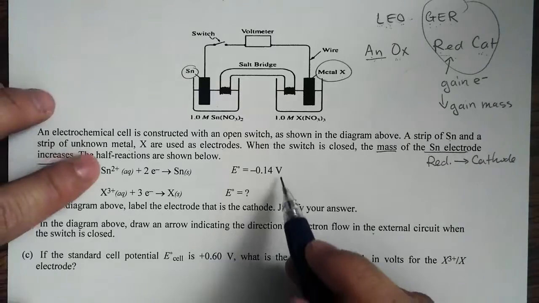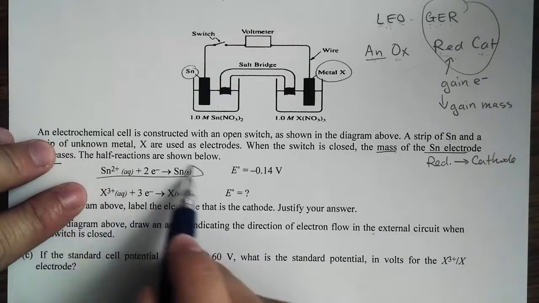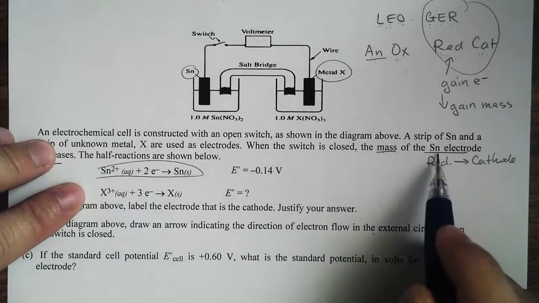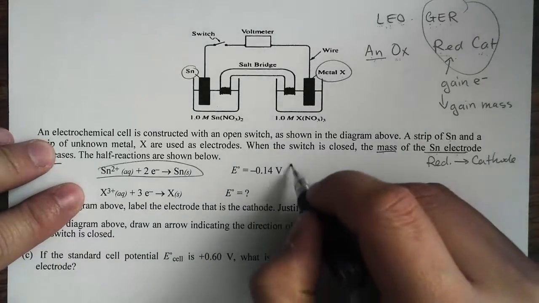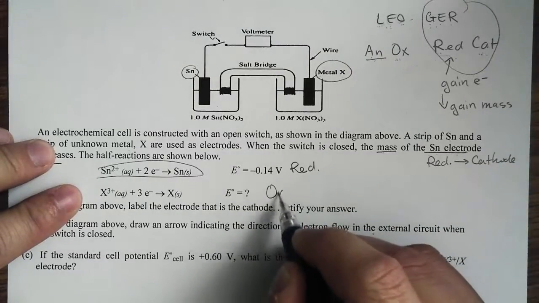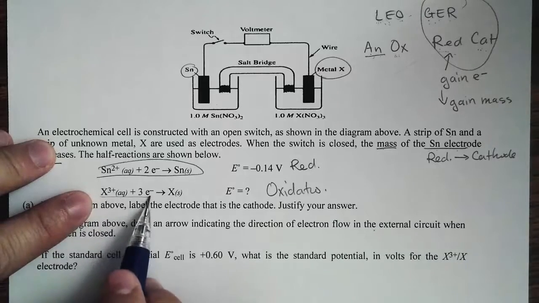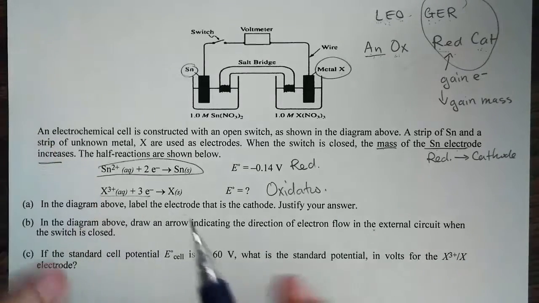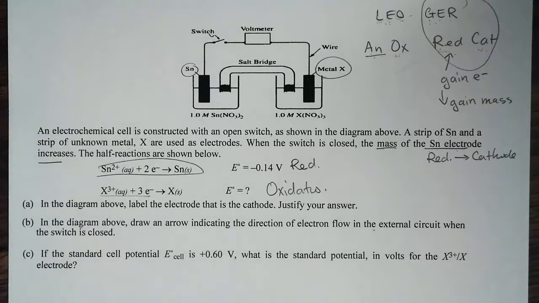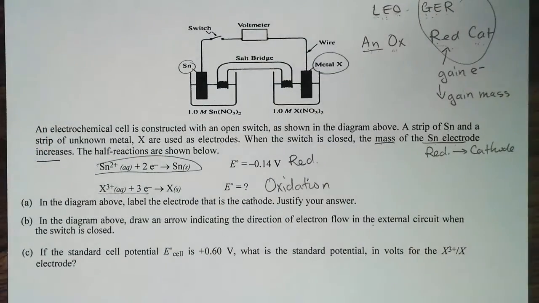And then we have our half cells. So we can now start to identify our half cells. We just learned that the mass increases in the Sn electrode, so this must be reduction. So therefore, this must be oxidation. But notice how this is given in terms of reduction. So we have to switch it, okay? So keep that in mind as we continue our problem.